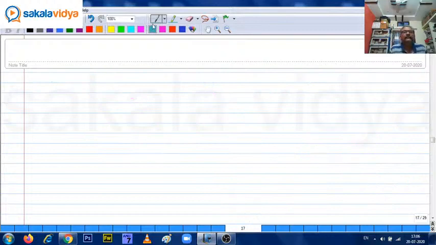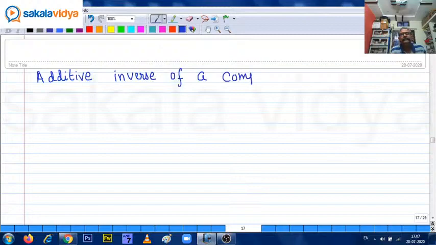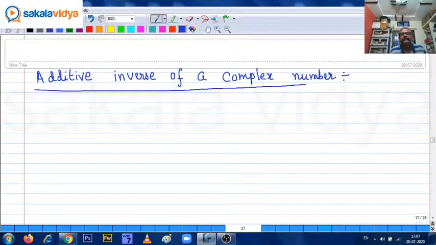Next concept, additive inverse of a complex number. Additive inverse of a complex number. What is the additive inverse of a complex number?